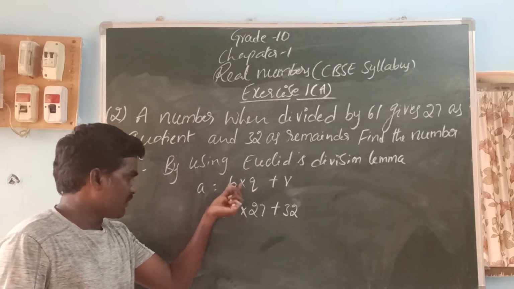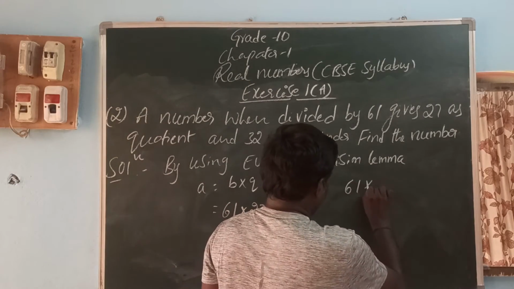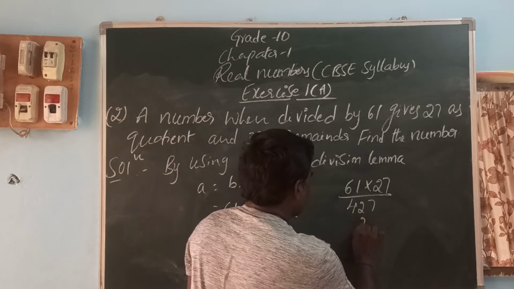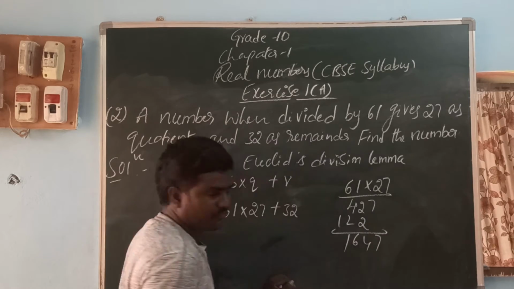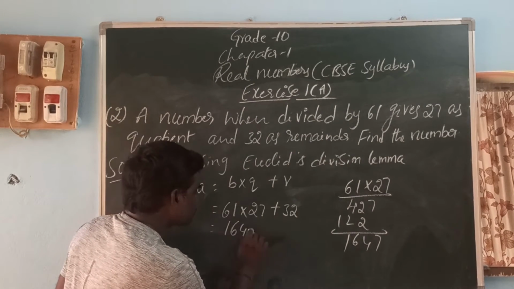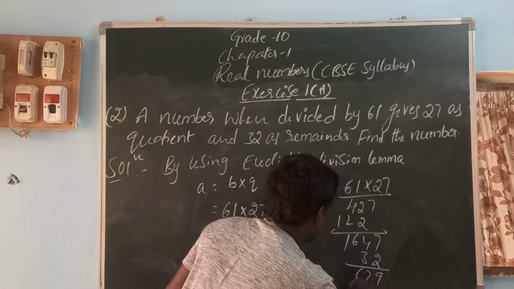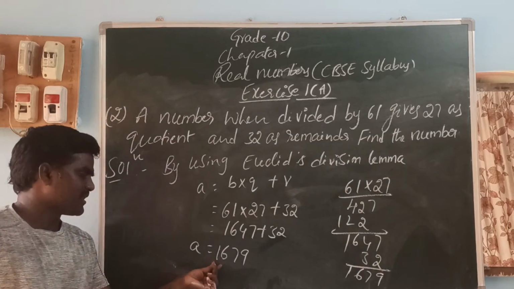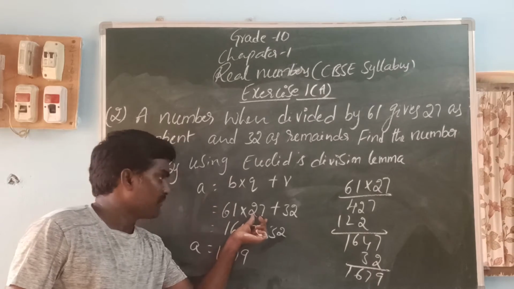So here we find b into q plus r. 61 into 27. 7 ones are 7, 7 sixes are 42. 2 ones are 2, 2 sixes are 12. So that is 1647. Plus how much remainder? 32. We add the 32. So that is 1679. So the number 1679 is divided by 61, the quotient is 27 and the remainder is 32.